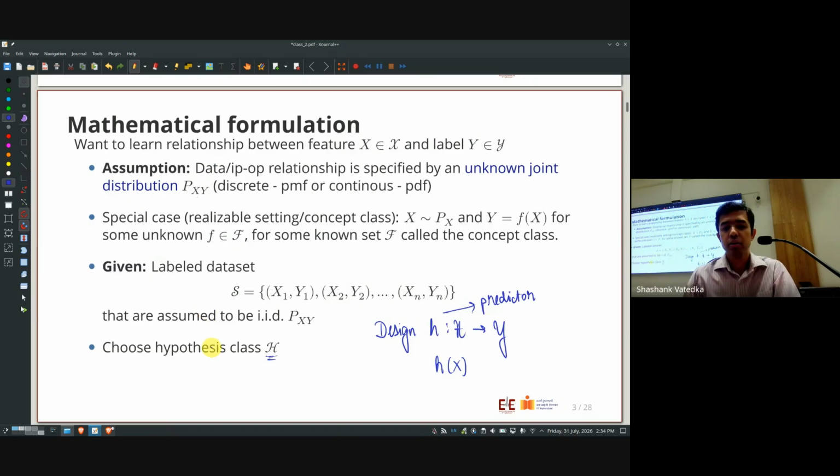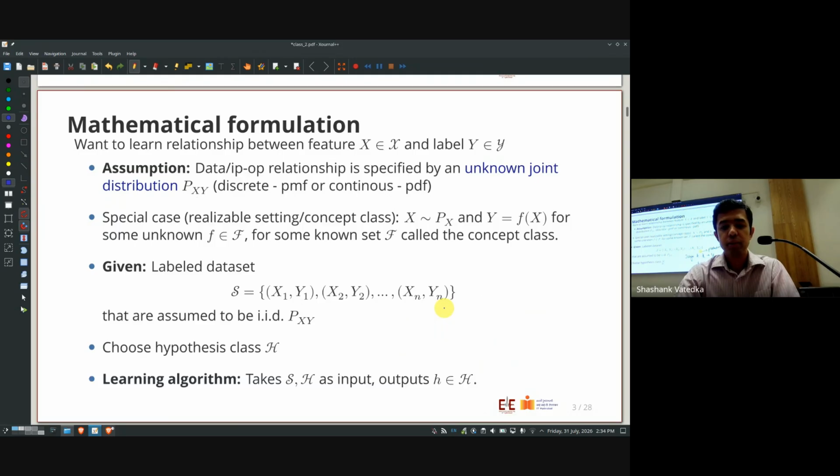For this, we'll choose a hypothesis class instead of always choosing h to be any arbitrary function. We'll restrict it to belong to some class of functions. How we choose that particular class of functions is also a design choice, and we'll look at that a little later. But given a hypothesis class h, a learning algorithm is one which takes this data set and the hypothesis class as input and outputs some predictor h which belongs to this hypothesis class. And the goal is to ensure that h of x predicts y correctly over an independent sample.